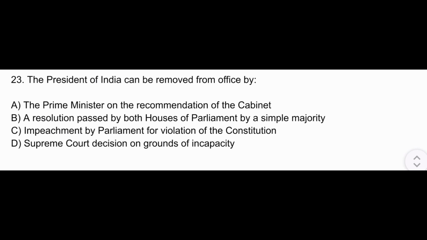The next question, the President of India can be removed from office by option A, the Prime Minister on the recommendation of the Cabinet. Option B, a resolution passed by both the Houses of Parliament by a simple majority. Option C, impeachment by Parliament for violation of the Constitution. Option D, Supreme Court decision on grounds of incapacity.